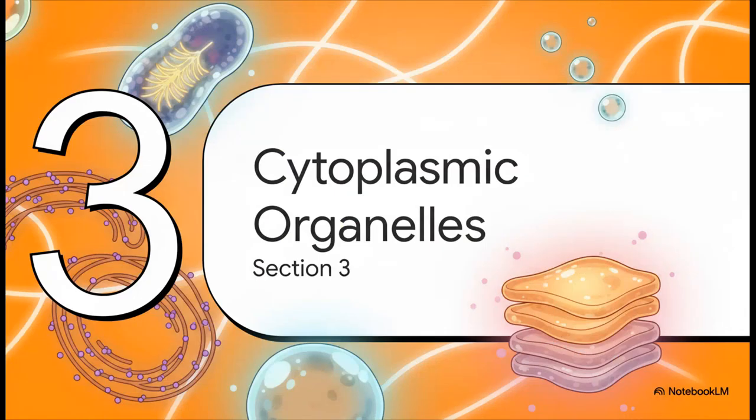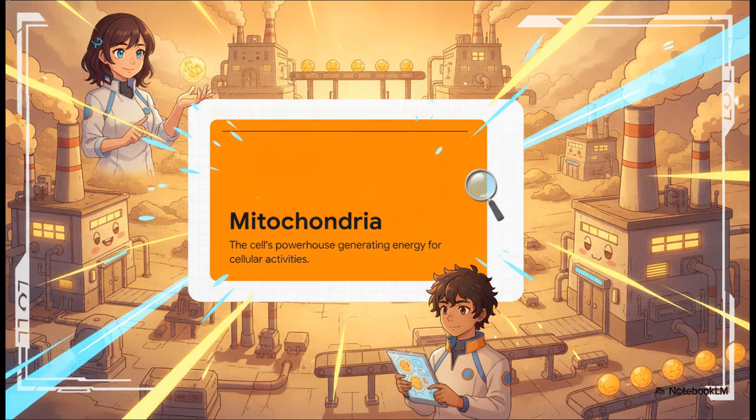Section 3, Cytoplasmic organelles. All right, we're diving into the absolute high-value targets of the cell right now. These are notorious for showing up as short-answer exam questions. First up is the mitochondria. Think of this as the ultimate powerhouse, or the main energy generation plant of our cell city. The mitochondria generate almost all the energy required for every single cellular activity to take place. Simply put, no mitochondria, no energy, literally no life.